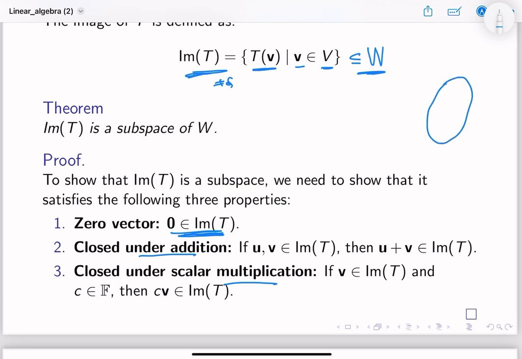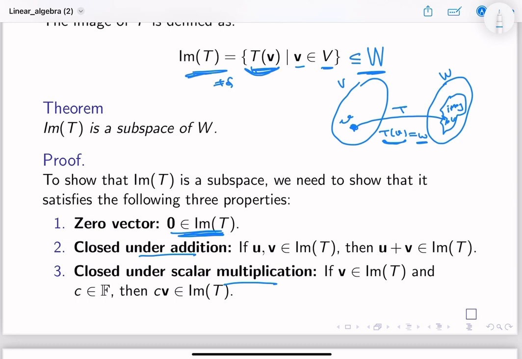Here's a small picture for you, just to recall how to show an element is in the image. If this is the image, and let's call this element small omega, to show that omega is in the image, you need to find an element v here such that T of v is equal to omega. If you show that T of v is equal to omega, then omega has the form T of some vector, and thus it's in the image.